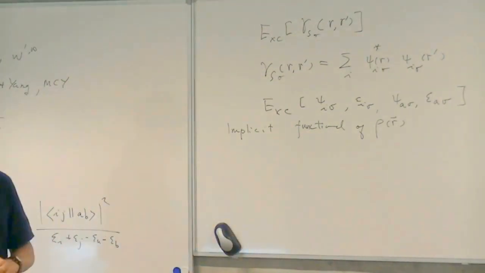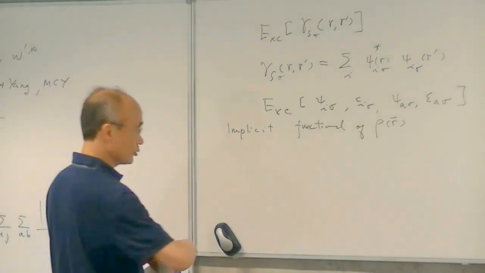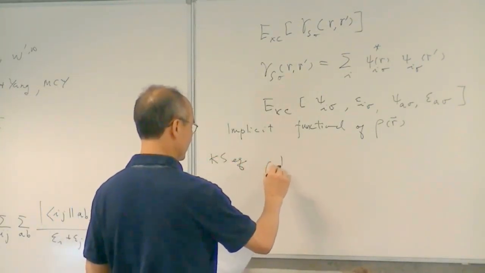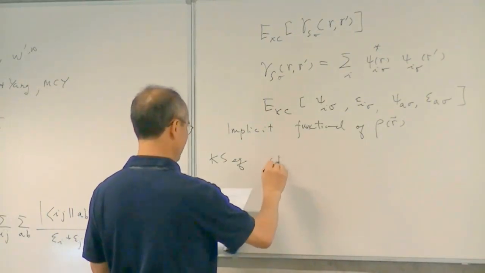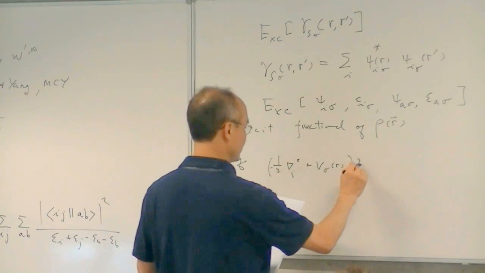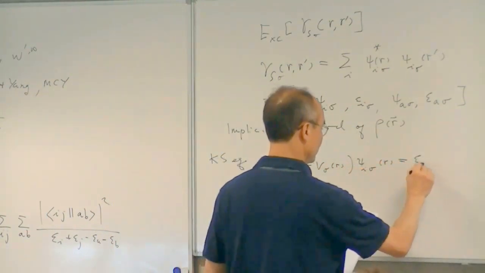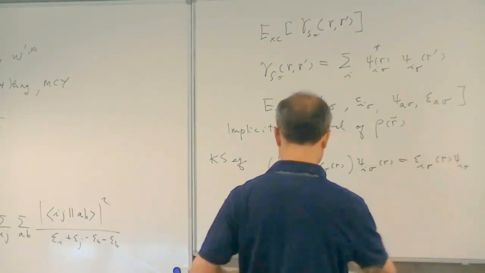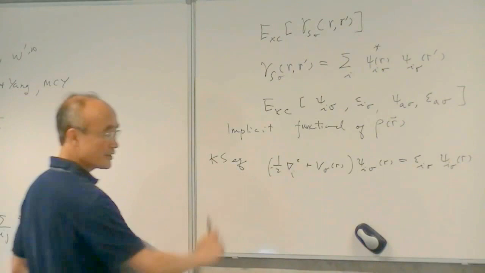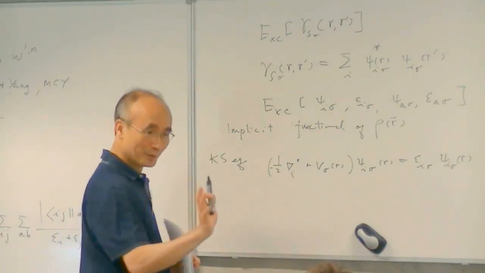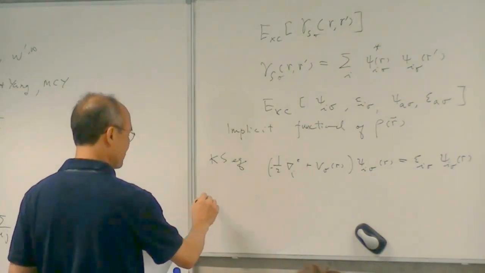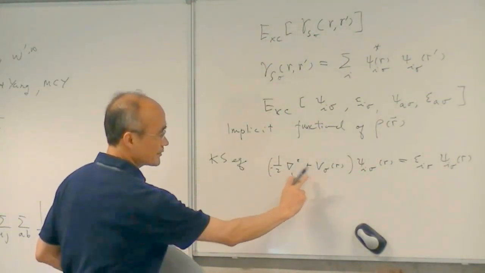So there are two ways to carry out the minimization with this implicit functional. One is to follow the Kohn-Sham equation. That's the Kohn-Sham equation, and you find this V. Okay? We have not specified what V is yet. It's a local potential. The other one is what I'll talk about later on. But first, what is this V?